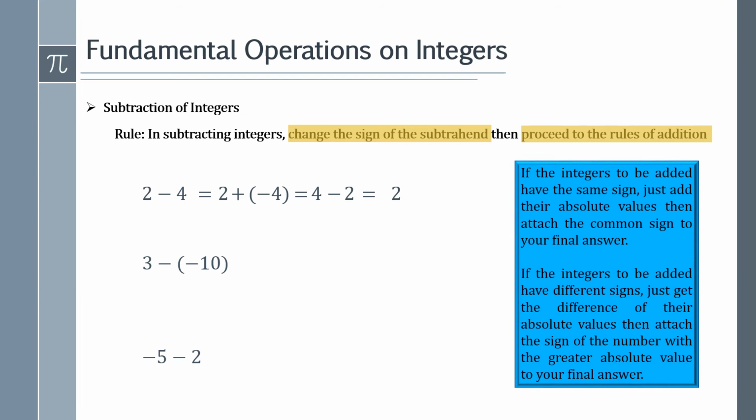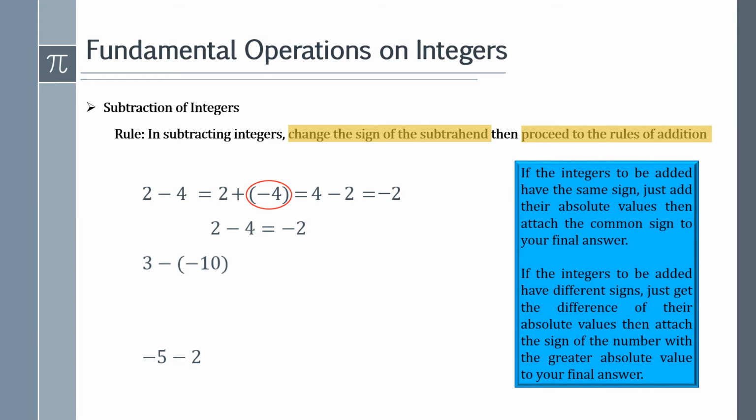We have to attach the sign of the greater absolute value. So tingnan natin sa given natin yung nag-proceed na tayo sa rules of addition. So 2 and 4, ano yung mas malaki? Si 2 or si 4? Siyempre si 4. So anong sign ni 4? Negative. So you attach negative. So ganun lang kasimple, class. Okay? So therefore 2 minus 4 is equal to negative 2.